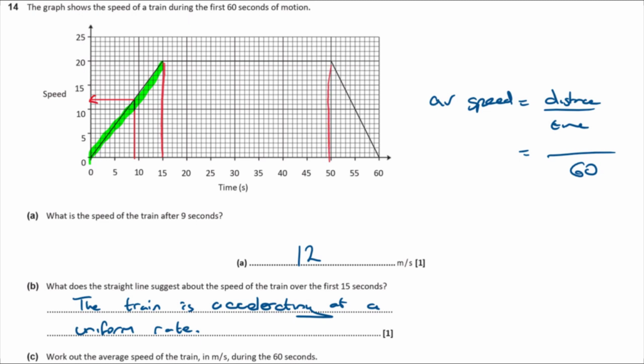So the area of the rectangle in the middle is 15 to 50. What's that? So that's 35 times 20, which is 700 meters. This one is going to be half of 10 times 20.